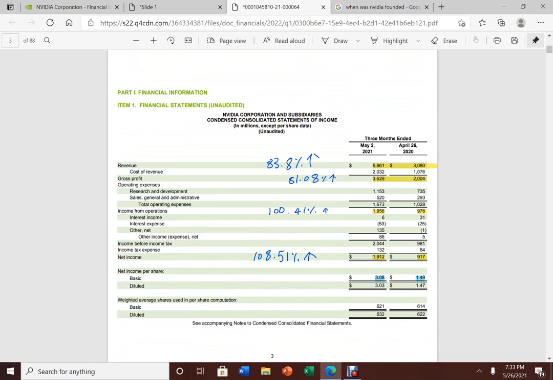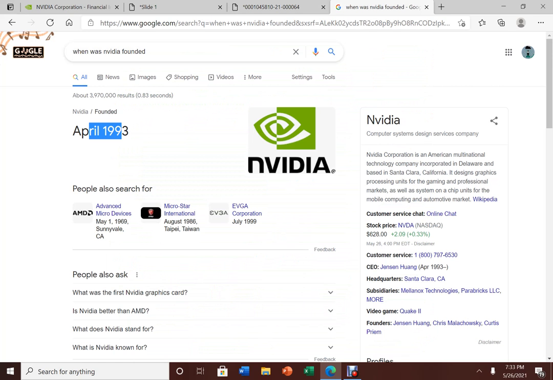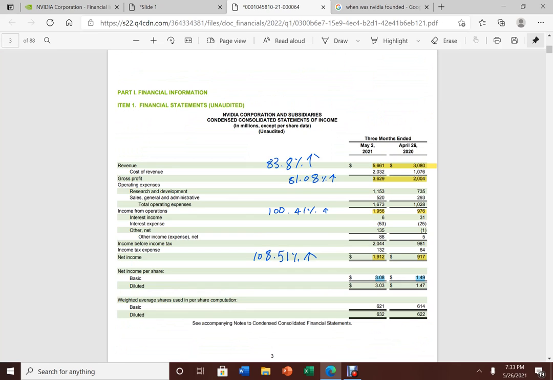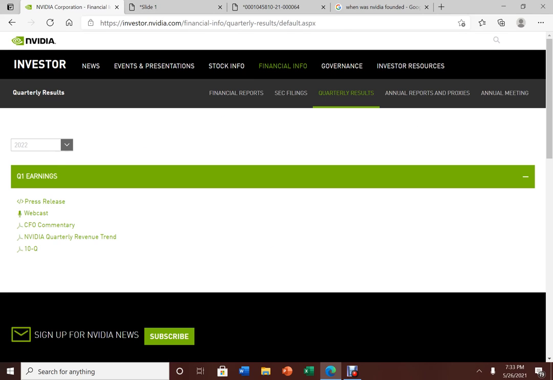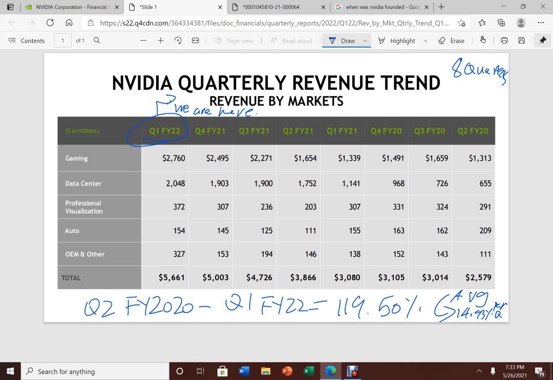Consider how old this company is. Revenue growth is very high. NVIDIA is more than 20 years old, and they post numbers like this. It's hard to find a company that's able to grow revenue this much, especially given how old it is. And if we look here for NVIDIA, some of their revenue by the markets they're in. So gaming, we see some nice consistent growth here.